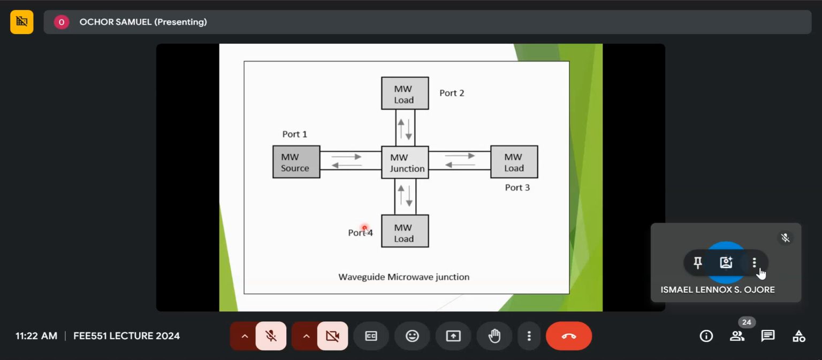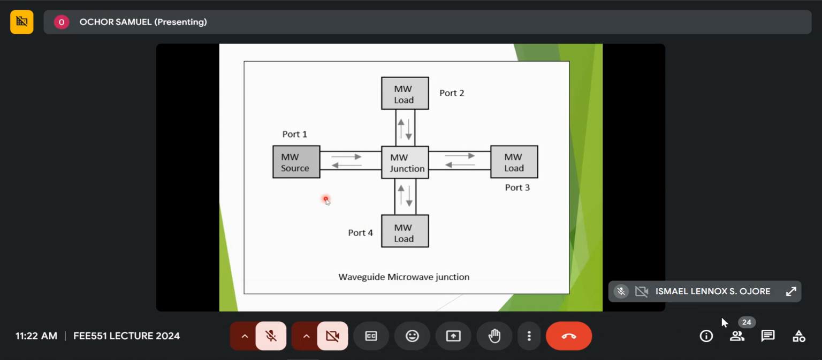The depiction of it. Now you can see this one is a 4-port network, meaning we can have a waveguide that is modified in such a way that it has four outputs, ports 1 to 4. So if you have port 1 as the main source, the MW meaning the microwave source, it can come out of port 2, port 3, or port 4, or it can be reflected back on port 1.